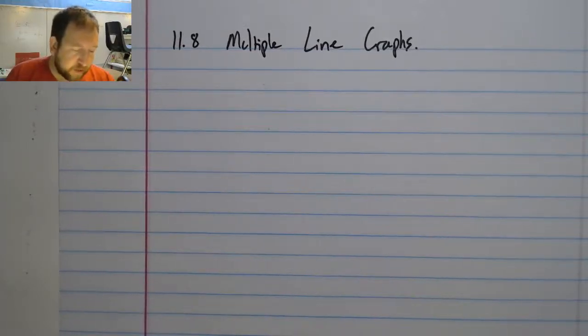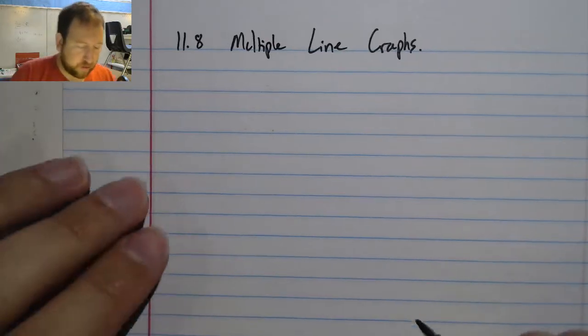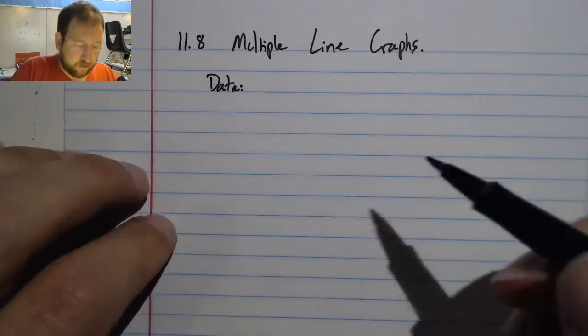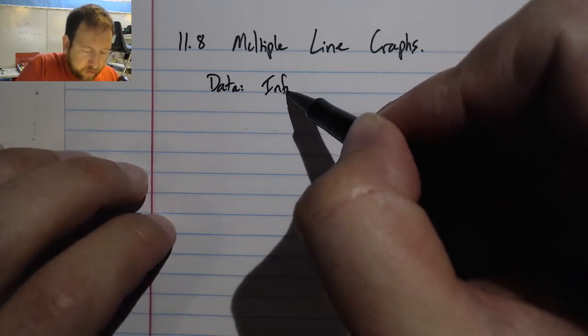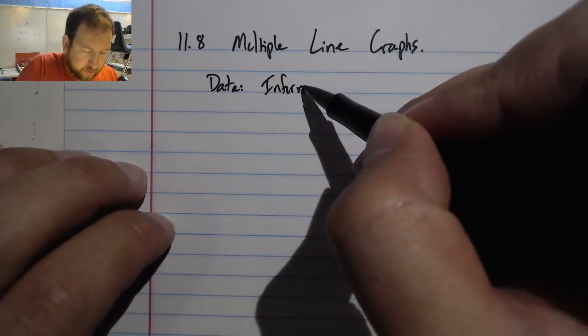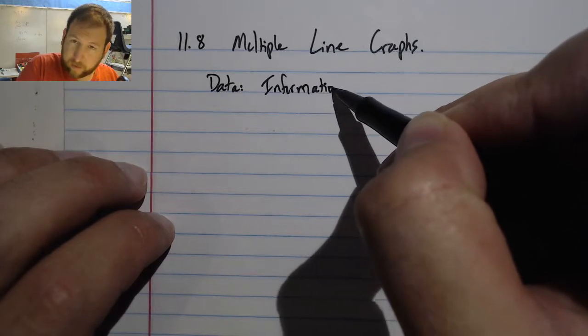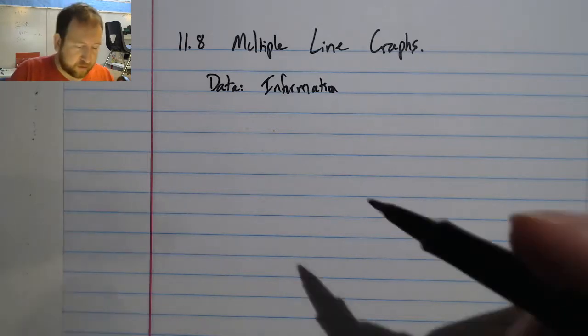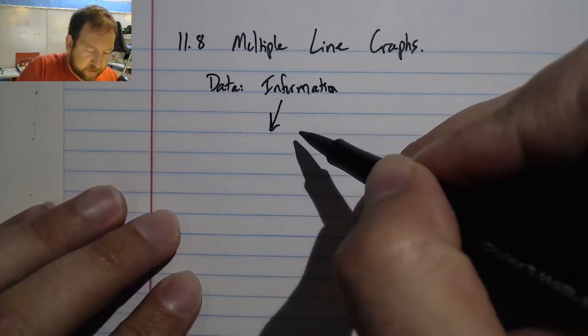All right, 11.8, multiple line graphs I want to talk about today. We're going to continue our discussion about data. And recall that data is information, but our brain is very bad at looking at numbers and figuring out what those numbers mean. So instead, we turn that information and numbers into pictures.